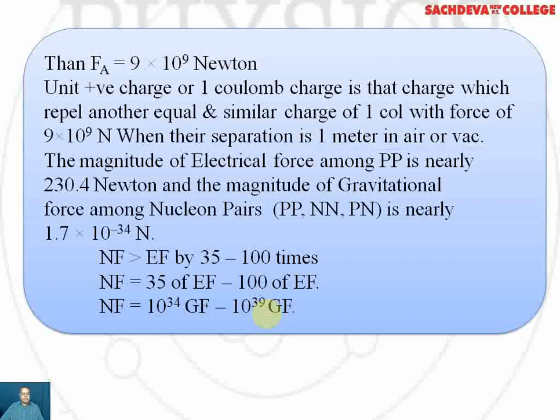The magnitude of electrical force among proton pairs is nearly 230.4 newtons, and the magnitude of gravitational force among the nucleon pairs is nearly 1.7 into 10 to the power minus 34 newtons. Nuclear force is stronger than electrical force by 35 to 100 times, that is, nuclear force is equal to 35 times the electrical force, maximum 100 times the electrical force. Nuclear force is 10 to the power 34 times the gravitational force and maximum 10 to the power 39 times the gravitational force.